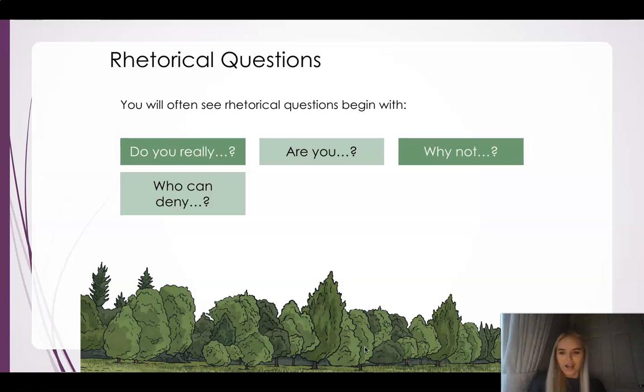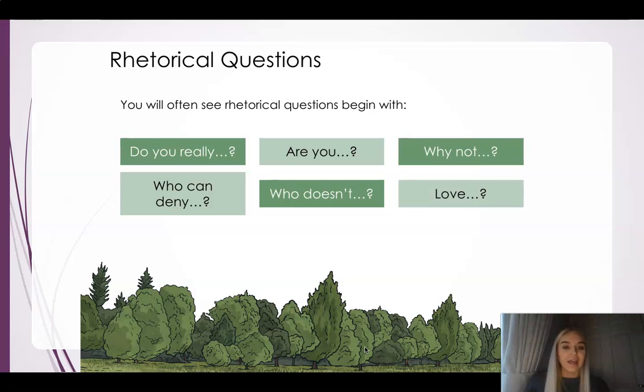Who can deny the comfort of the cosy beds? Who doesn't? Who doesn't love tea and coffee in the morning in bed? And finally, love maybe. Love to stay in a winter sun, or love to have some winter sun, for example. So you might see lots of rhetorical questions begin with these sentence starters.